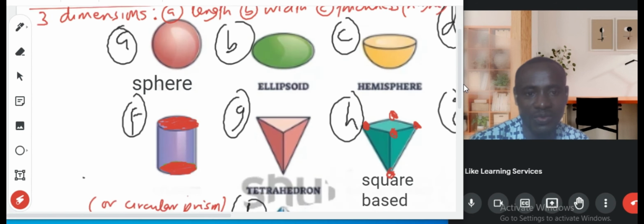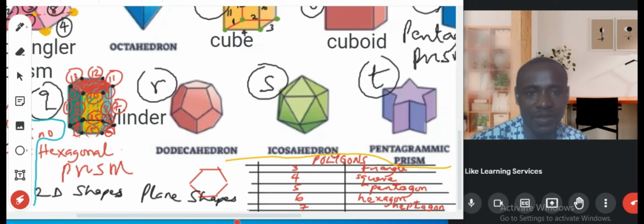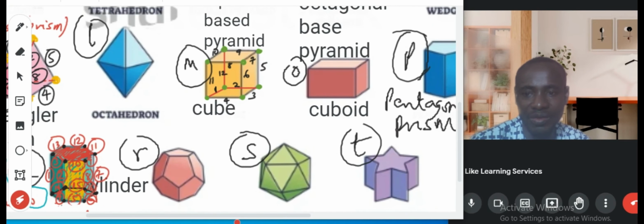The faces will give you the number of plane shapes that make it up. For instance, we were able to discover that for this cube, we have how many faces? 1, 2, 3, 4, 5, 6. 6 faces, and each face is a square itself. Or even for the cuboid, we also have 6 faces. That's that for 3D shapes and 2D shapes.